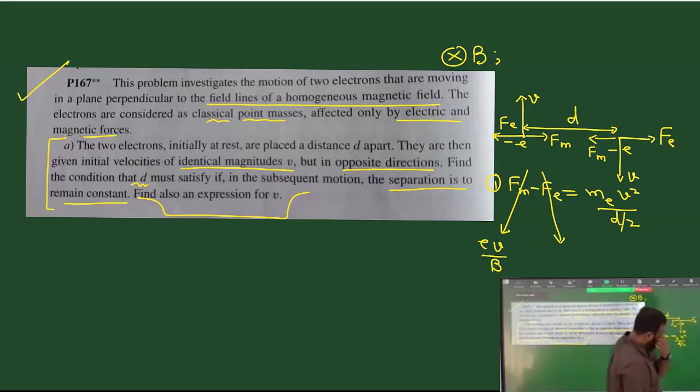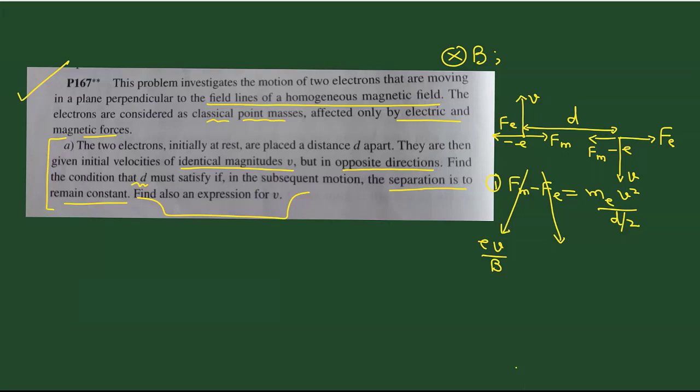Stay with the problem. The second part is very nicely built up and it will take a lot of ideas to sort it out. This was the starting part, which is fine. Fe will become K electrostatic into e square divided by d square. As far as this part is concerned, it is a quadratic. Solve this quadratic in V. So let's see. It is eVB minus Ke square upon d square, and that is equal to 2mV square divided by d.